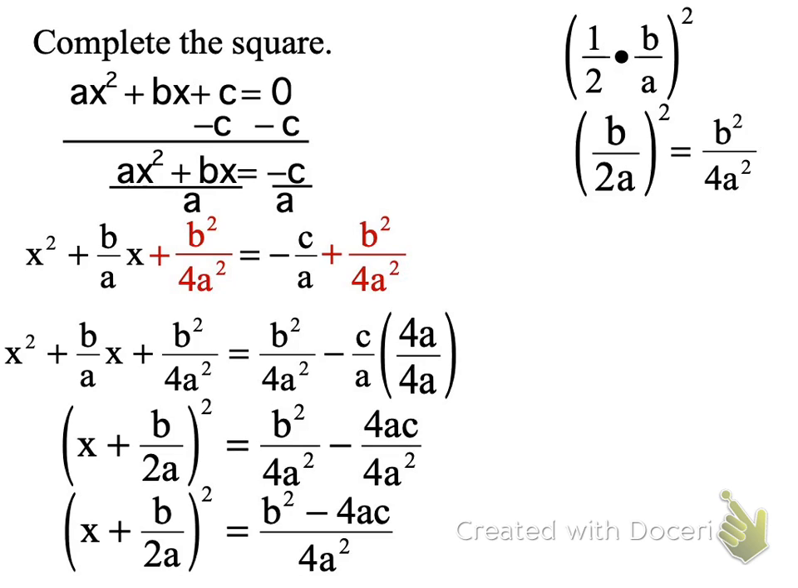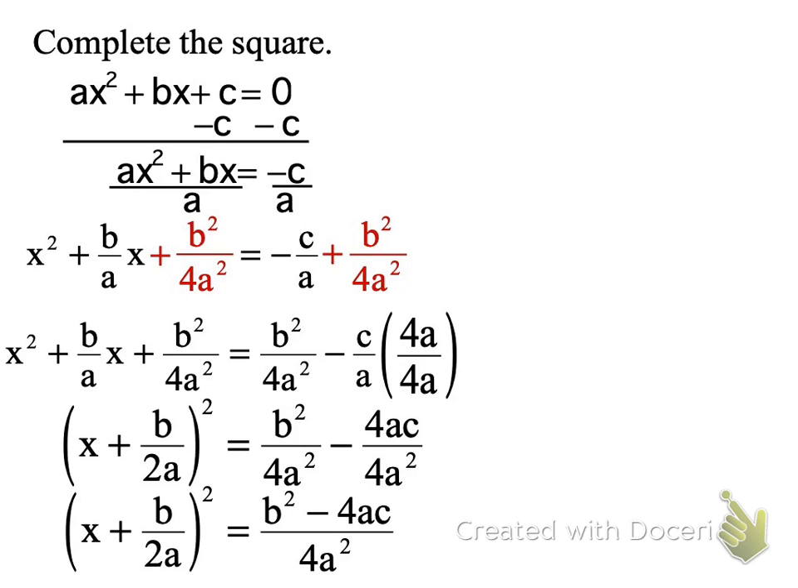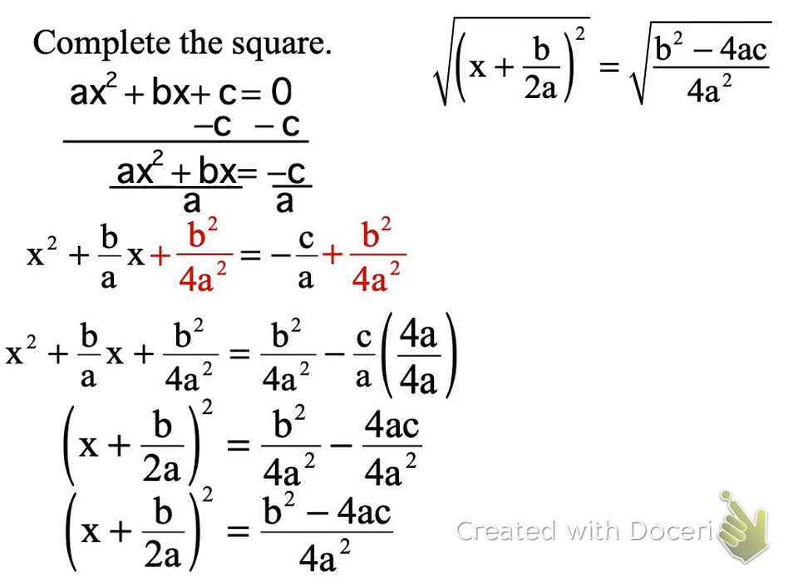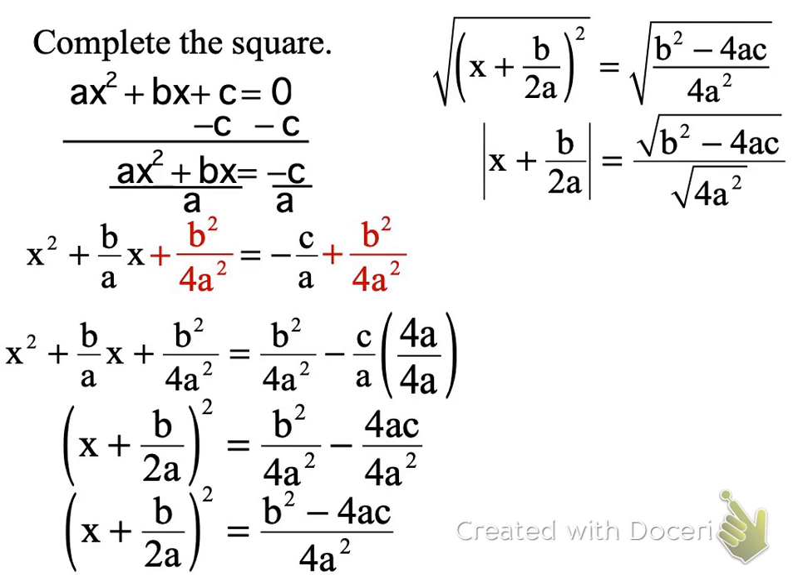Okay, so what am I doing next? We're going to root both sides, and then I get the absolute value of x plus b over 2a equals the square root of b squared minus 4ac over the square root of 4a squared. Separate them. I'm going to take the root of 4a squared and lose the absolute value and add plus or minus to the opposite side.